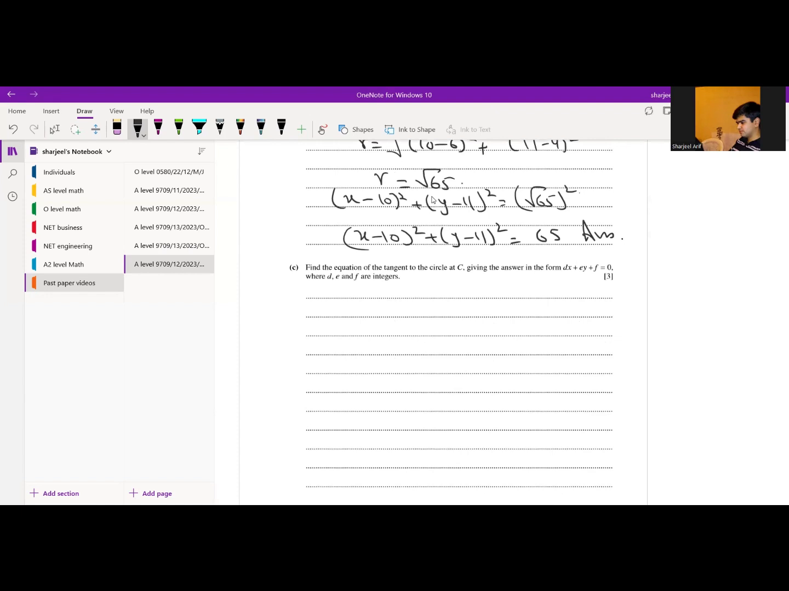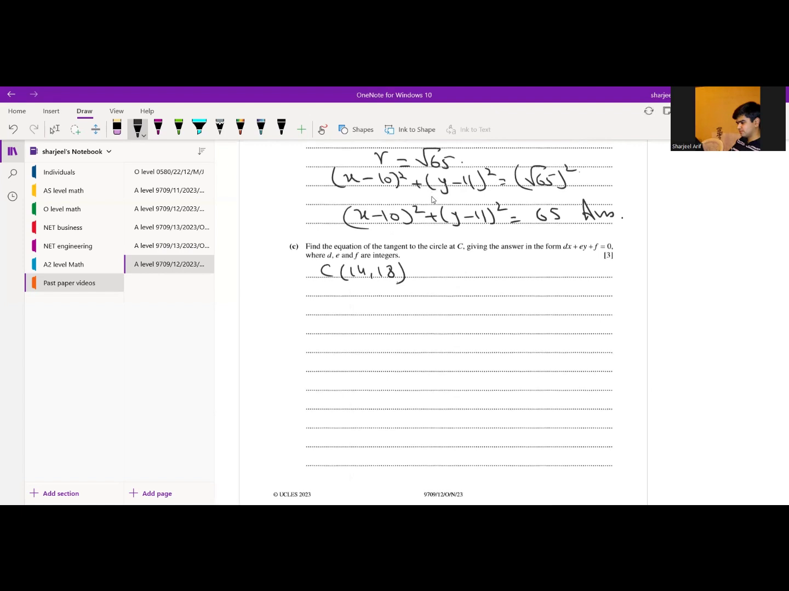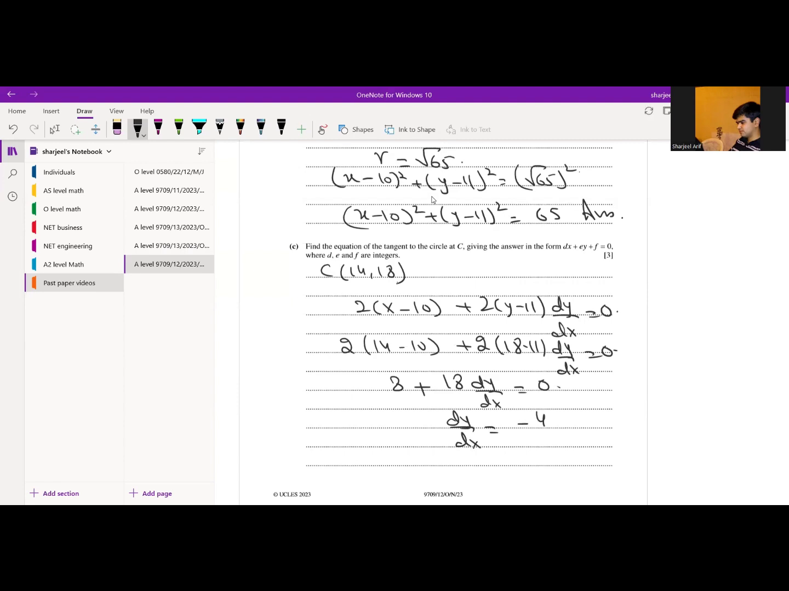Now we have to find the equation of the tangent to the circle, giving your answer in the form dx plus ey plus f. We have the coordinates of C as 14 and 18, and the circle passes through it. So we will take the derivative of the equation of the circle. That will be 2 into x minus 10 plus 2 into y minus 11 dy by dx equal to 0. We will replace the values of 14 and 18 in it to get the value of dy by dx. This will become 8 plus 14 dy by dx equal to 0. So dy by dx will be equal to minus 4 over 7.